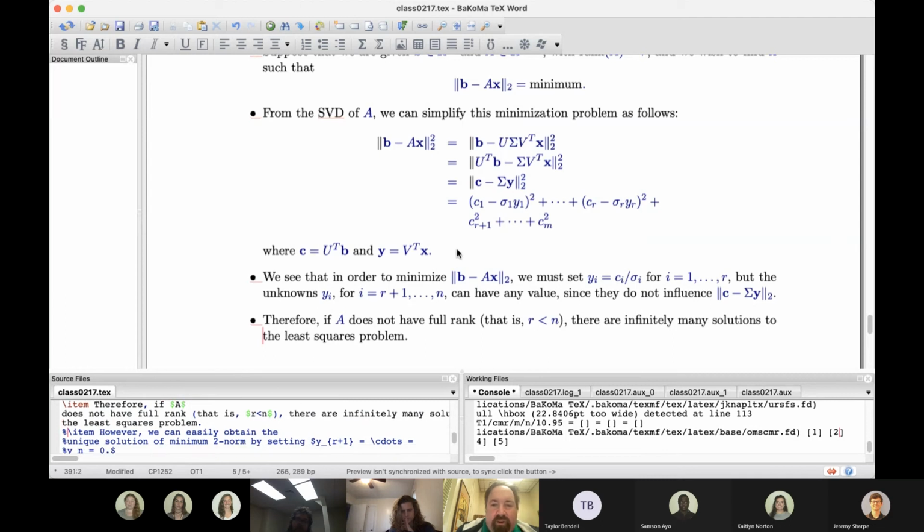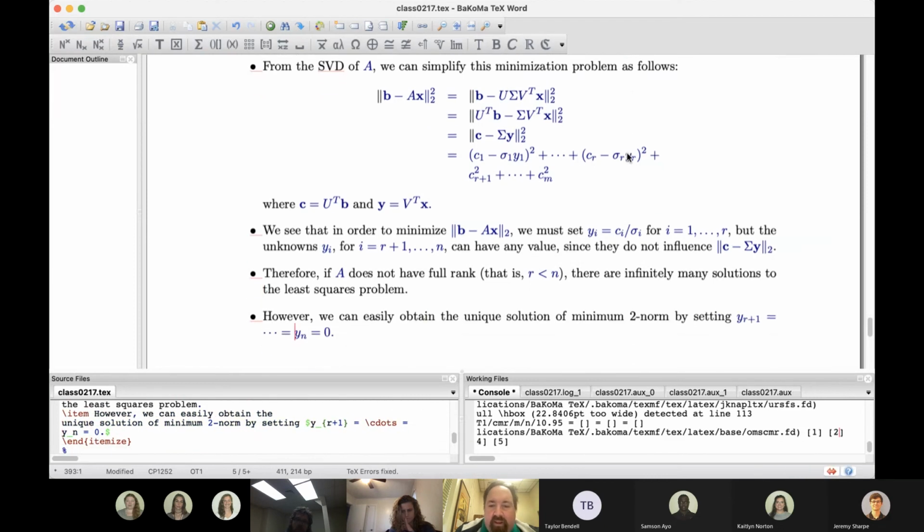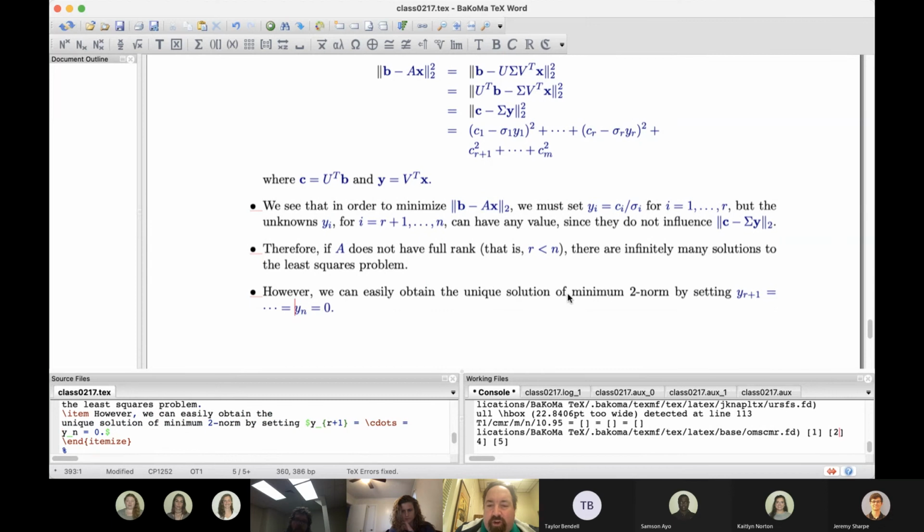So what I could do, if I want to pick out a unique solution, is set my goal to minimize the 2 norm of x and therefore also y. So I can just set these to 0. That gives me a unique solution where it minimizes b minus Ax, but it also minimizes the 2 norm of x.